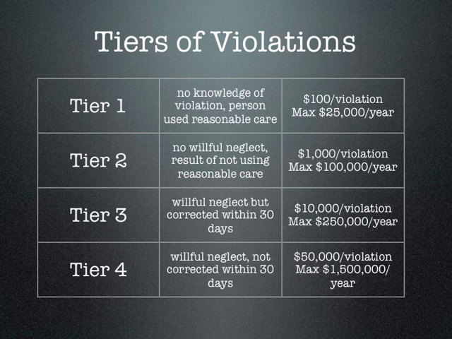Tier 4 is willful neglect but not corrected within 30 days. So same thing. Well, I think HIPAA's stupid, I'm not going to do it. Well, $50,000 per those violations if it's not corrected, and with a maximum of $1,500,000 per year. These are huge fees. You do not want to be responsible for being the person that gets these giant fees on the practice.